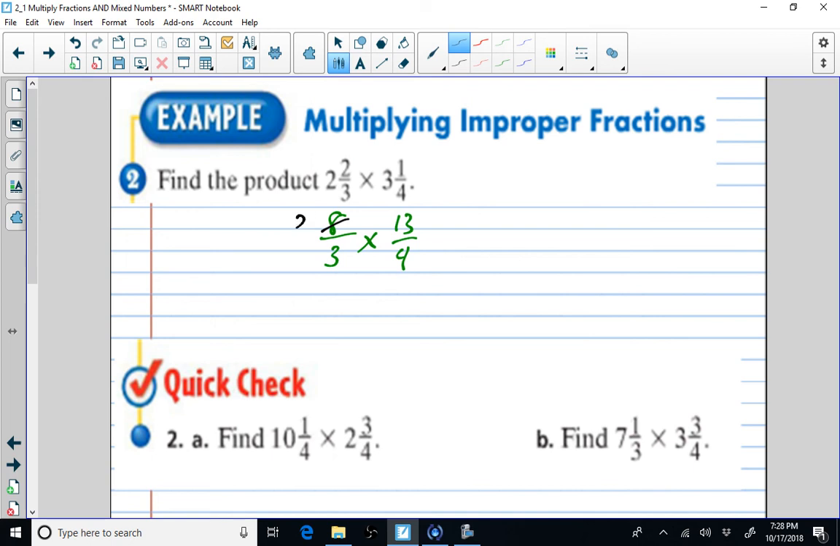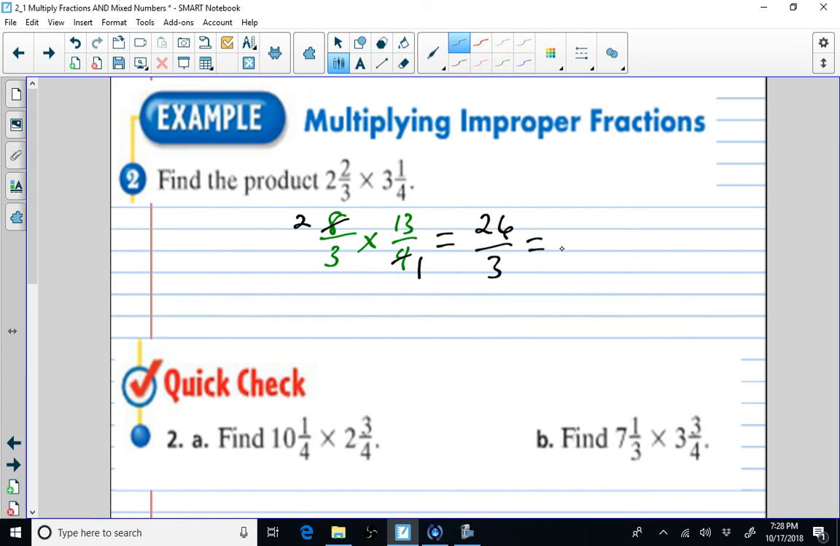8 divided by 4 is 2. 4 divided by 4 is 1. I can't divide out 3 and 13 because the greatest common factor of 3 and 13 is 1. So now I go to my multiplication step. I multiply numerator times numerator. 2 times 13 is 26. Denominator times denominator, 3 times 1 is 3.